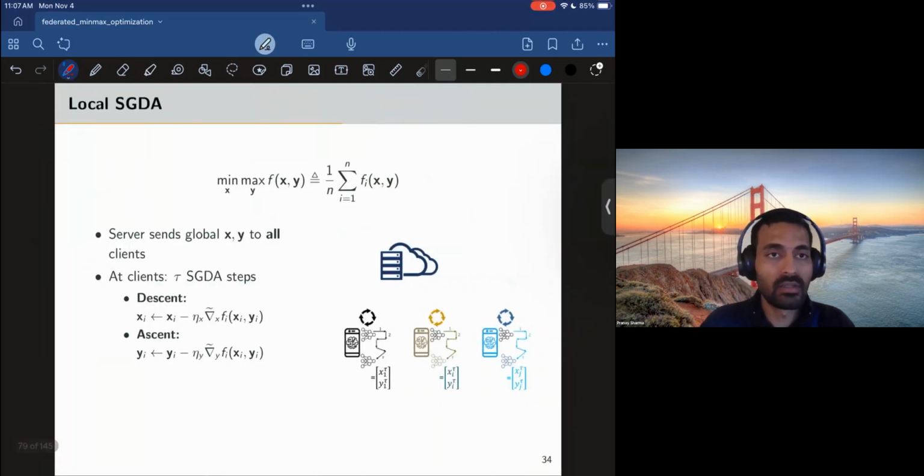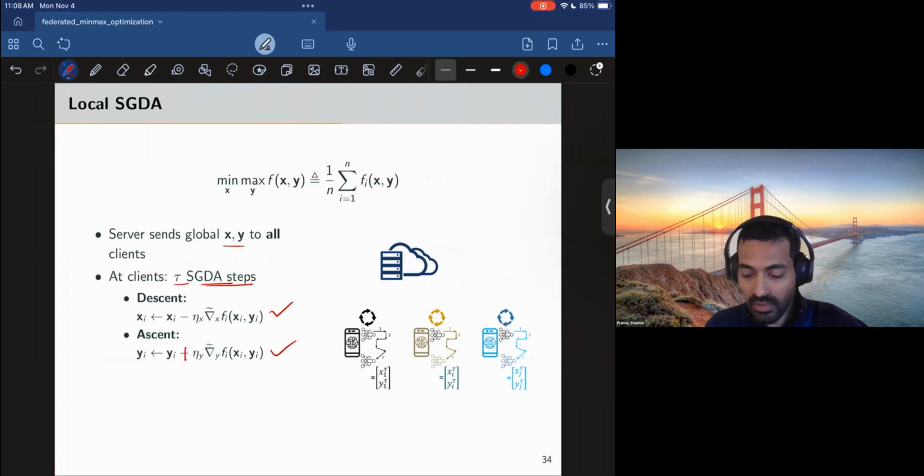Next, the clients start doing local updates. Specifically, each client is carrying out tau local SGDA steps. What that means is that starting from the global X and Y, which the server sent, each client carries out a descent step, an ascent step.